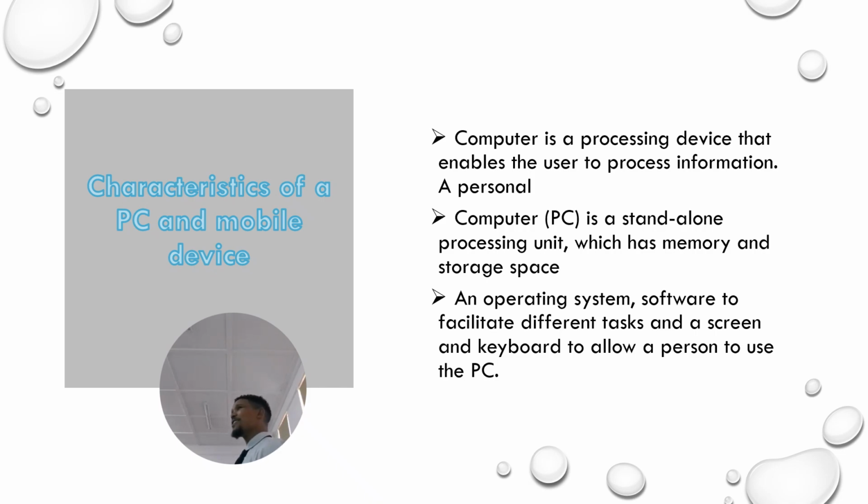An operating system. So there's a definition of the operating system. It's software to facilitate different tasks and the screen and also the keyboard to allow a person to use the computer. Without the operating system software, the computer cannot function. The same with your cell phone, it also has an operating system, which is Android, I think we're on 14 or 15 now already, and iOS for iPhone. Let's continue.